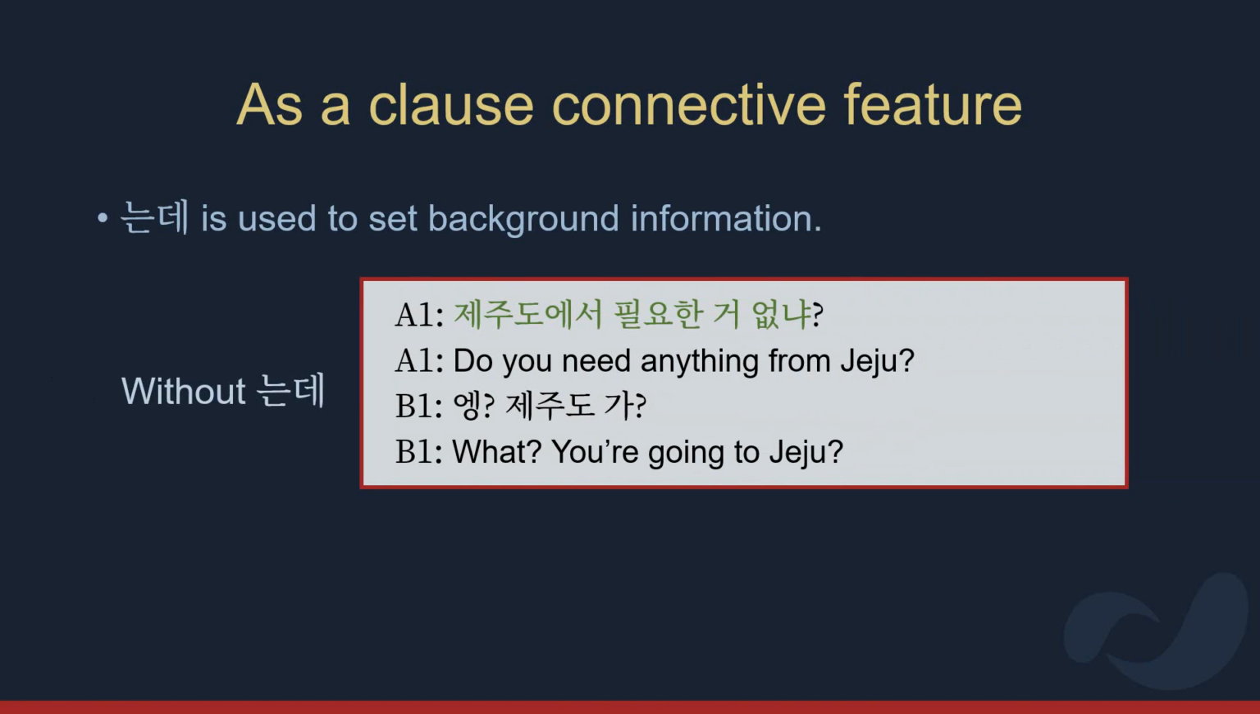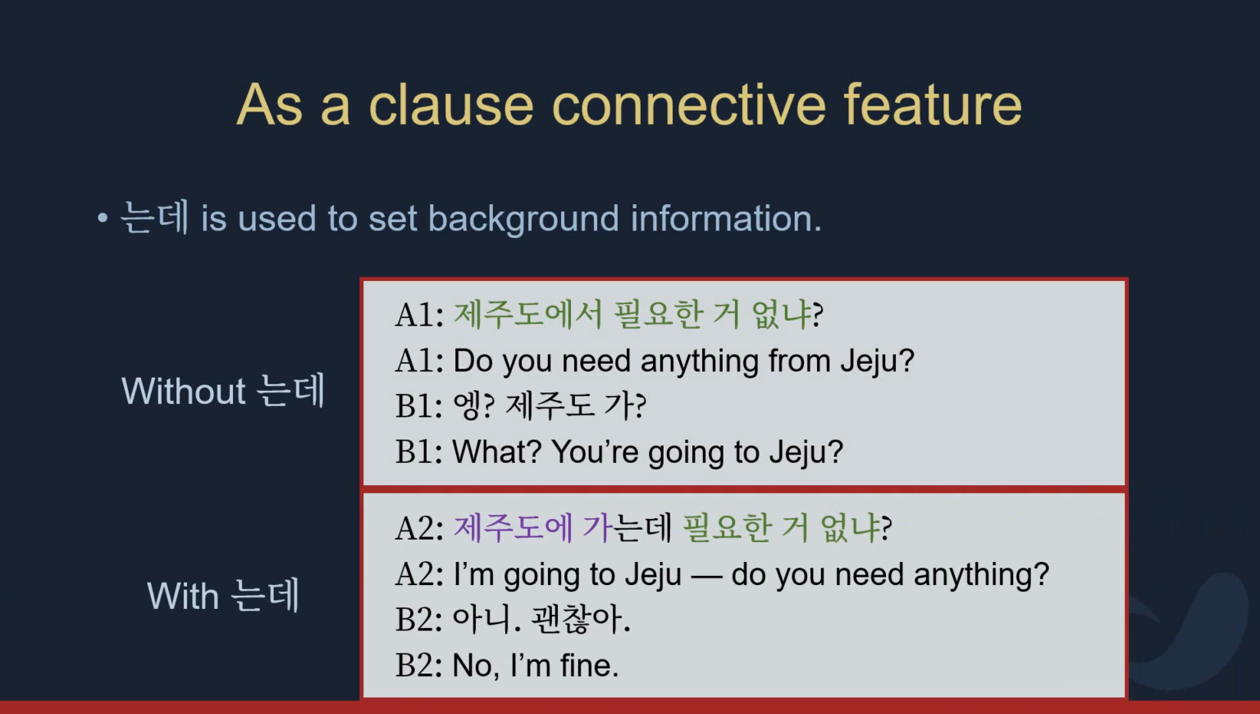For example, 제주도에서 필요한 거 없냐? 에? 제주도 가? 제주도에 가는데 필요한 거 없냐? 아니, 괜찮아. The second conversation is much smoother because the speaker has provided a background for the question.